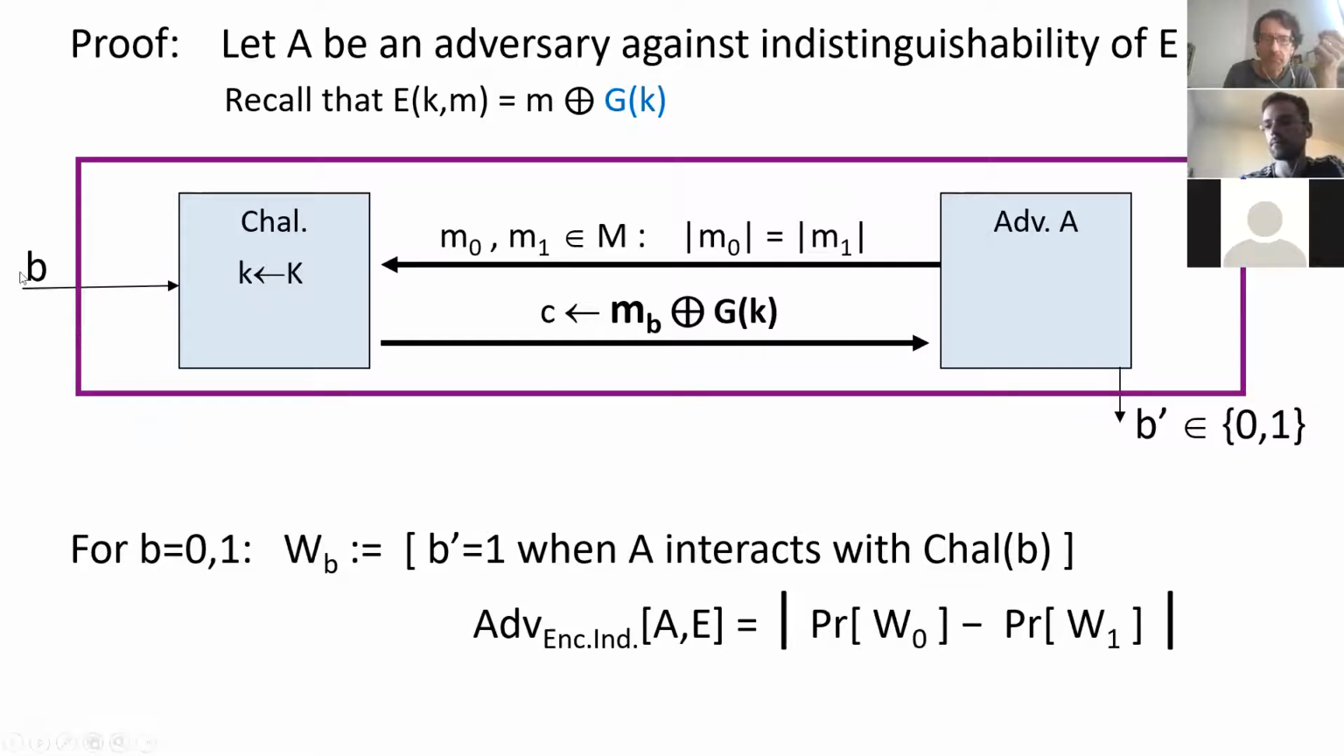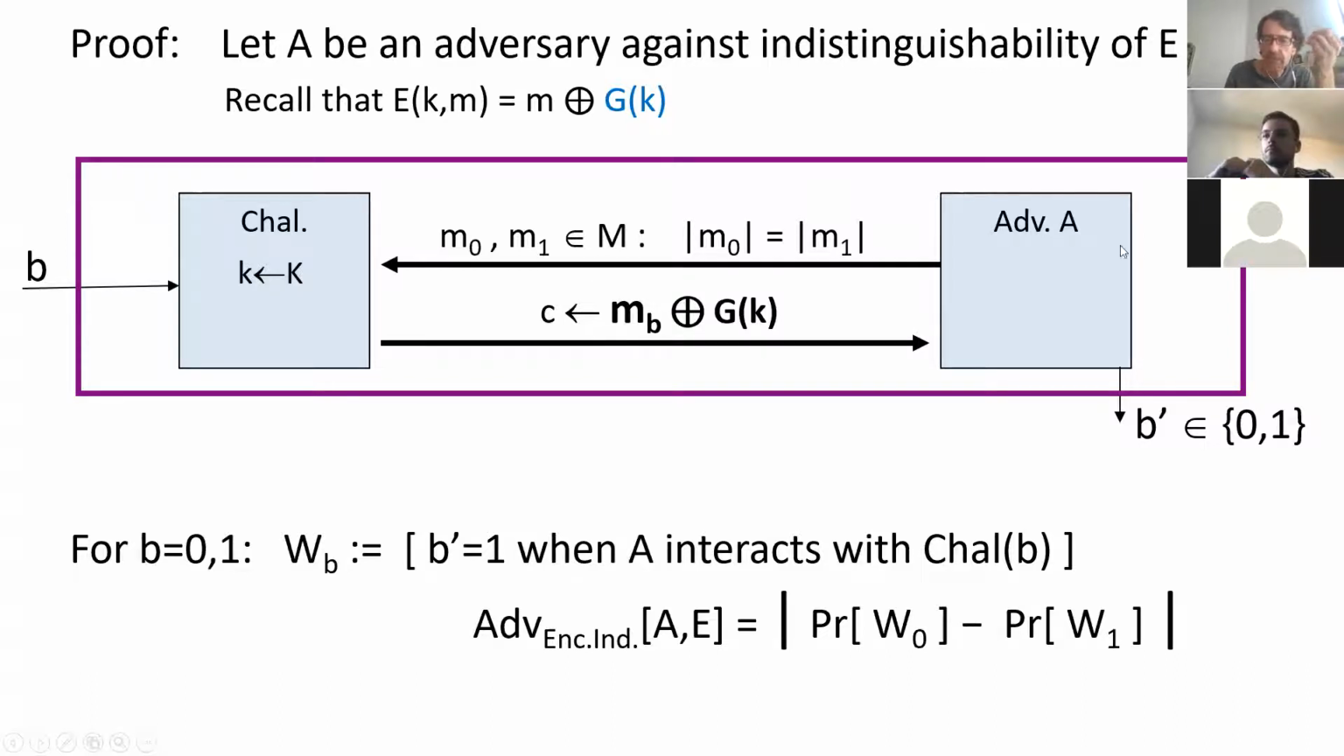I will index with bit B two random variables. WB will be an event that the adversary outputs 1, in other words, B prime is 1, when the adversary interacts with this box indexed with B, okay? So he gets an encryption of MB.